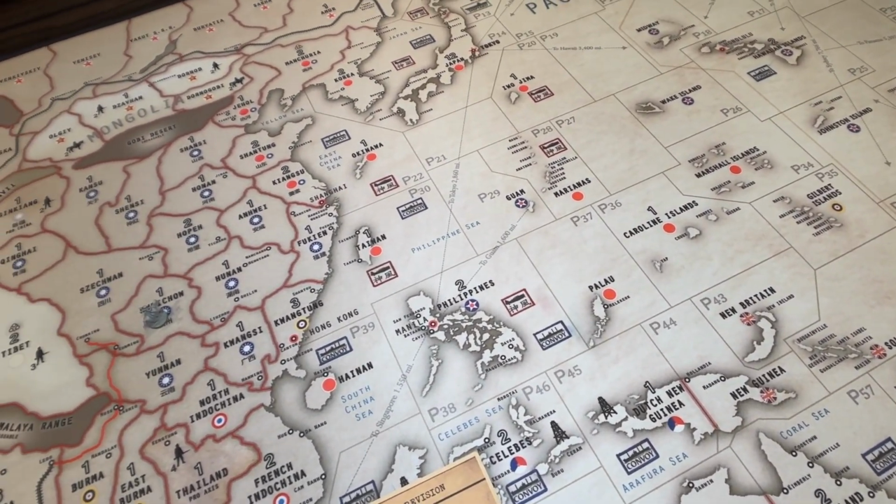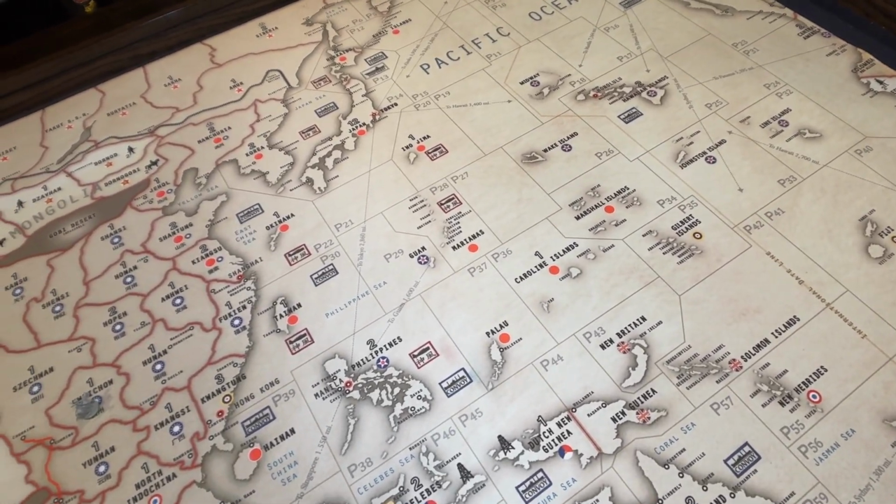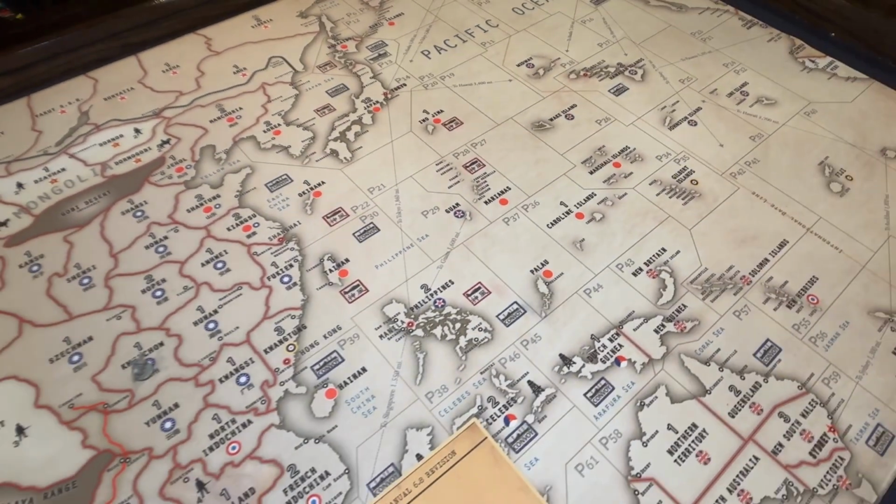I don't know of a situation in which the Japanese are going to use a kamikaze where something like that hasn't already happened, but be that as it may.